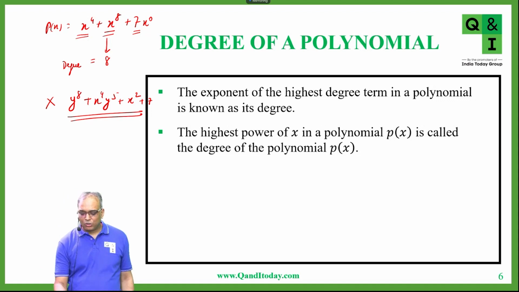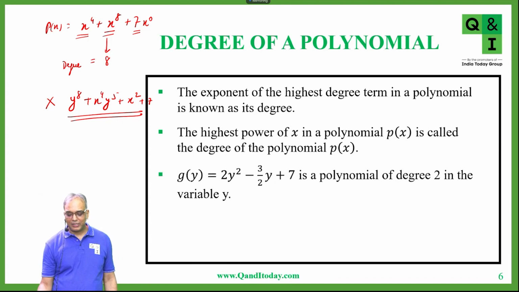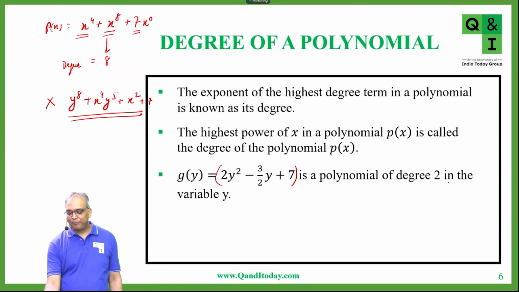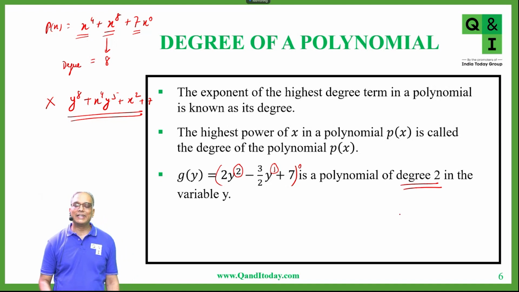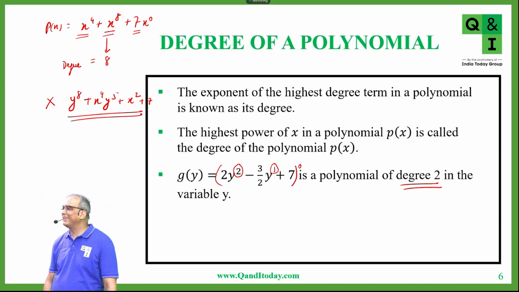Okay. So the highest power of x in a polynomial p(x) is called the degree of the polynomial. For example, g(y) = 2y square minus 3 by 2 y plus 7 is a polynomial of degree 2, because here the power of y is 2, here the power of y is 1, here the power of y is 0, right? So that's why the highest power is 2, and that's why we call the degree of the polynomial 2. Is it clear to everyone? Has everyone understood the degree of a polynomial? Yes, sir.